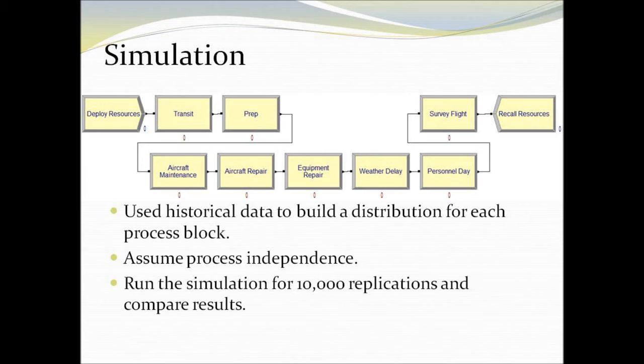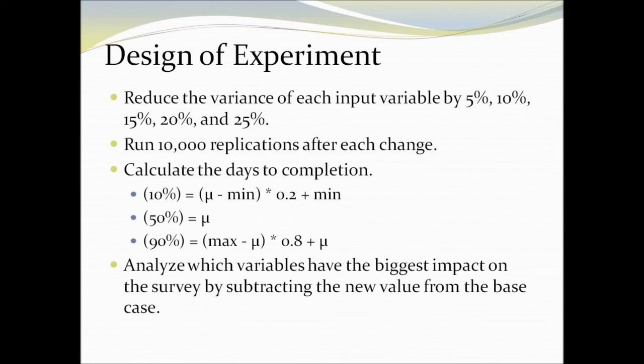The simulation begins at the Deploy Resources block, where an entity is generated. As the entity goes through each block, days are added based on static values or the calculated distributions. The simulation is run for 10,000 replications, after which the data is averaged and verified by comparing to the historical data. For the design of experiment, we reduce the variance of the major factors from 5 to 25% in increments of 5%, and run the simulation again for 10,000 replications. Then 10, 50, and 90% confidence intervals of the time to completion are calculated.